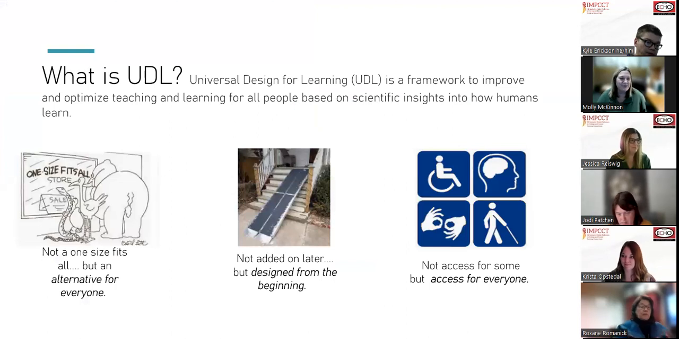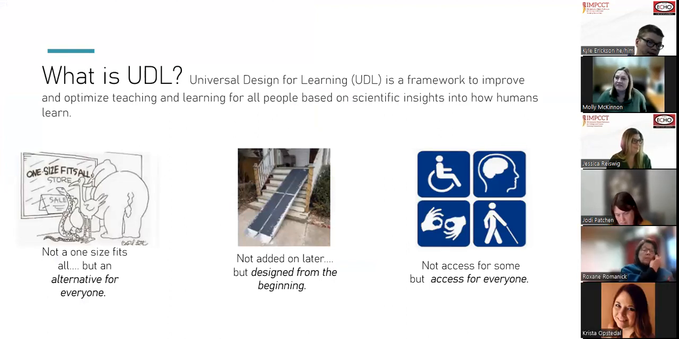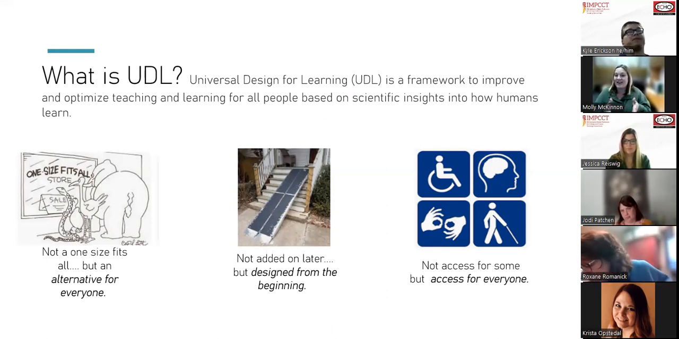Okay, so to start off with, I'm just kind of going to give you an overview of UDL. It's been around for a really long time. Actually, in my master's program in 2004, I took a class on UDL, and so it's been around for a very long time. Universal Design for Learning is a framework that really optimizes our teaching and learning. It's a scientific-based framework that helps us support humans learning in their natural ways.